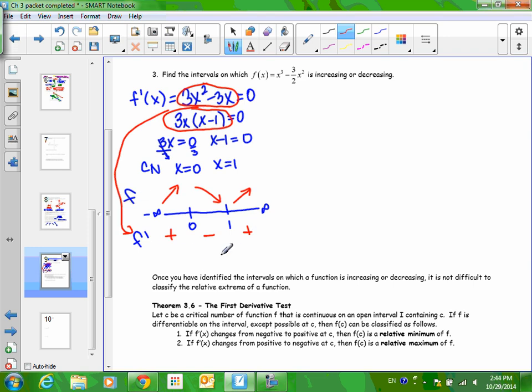Okay, so all the information I need is right here. I got to write it out though. So this is how we're going to do this. We're going to say f is increasing on, and then you're going to write the interval for which f is increasing. So I see an increasing arrow right here, so I'm going to say -∞ to 0. And then increasing again from 1 to infinity. So these are all the x values for which our function is increasing.